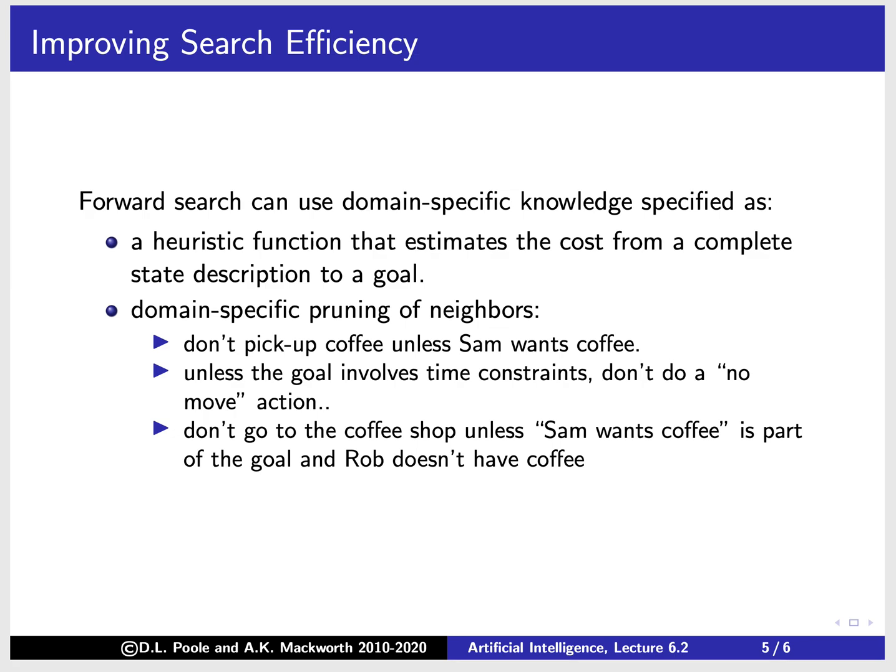You could have something like, don't go to the coffee shop unless Sam wants coffee as part of the goal and Rob doesn't have coffee. Well, that might not be a very good domain-specific rule, because maybe you want to go through the coffee shop to get somewhere else. So sometimes you need to really consider what these are. But often what happens is that people build these planning problems and try to define good heuristics, both in terms of the heuristic function, and also in terms of ways to do domain-specific pruning of neighbors.